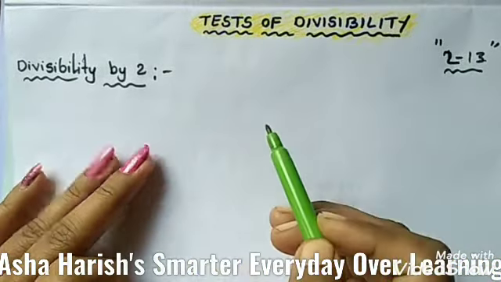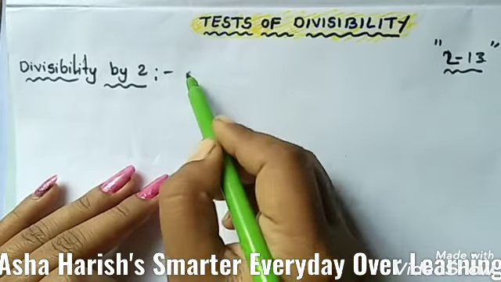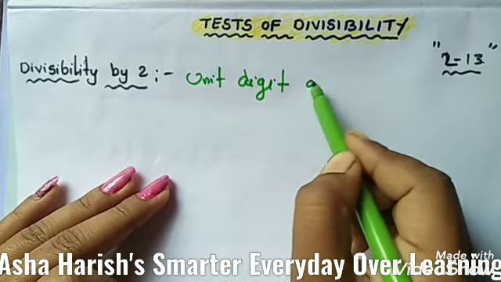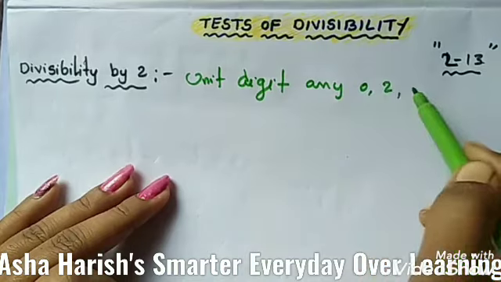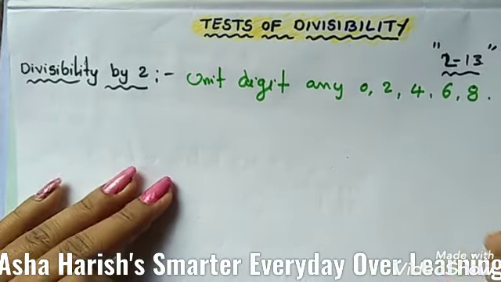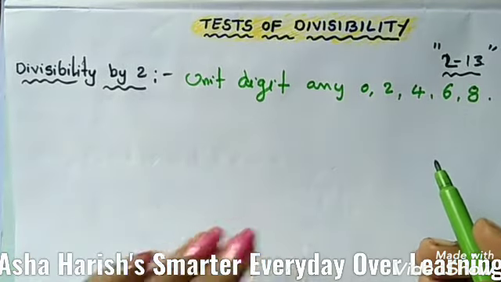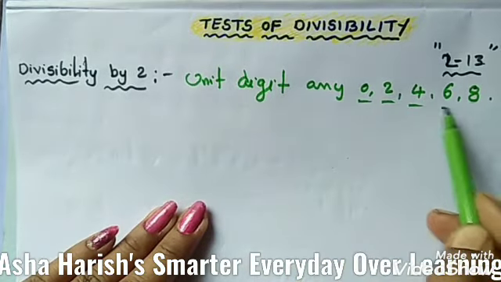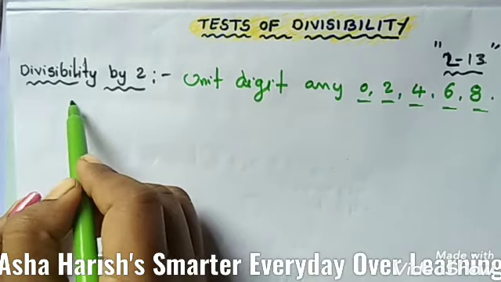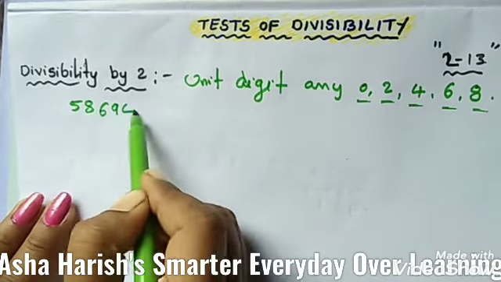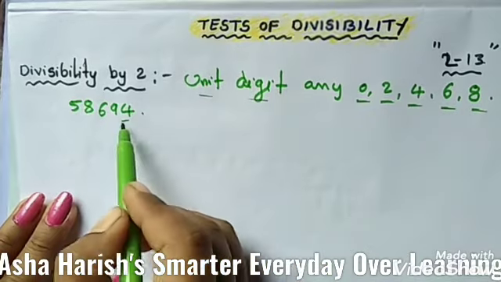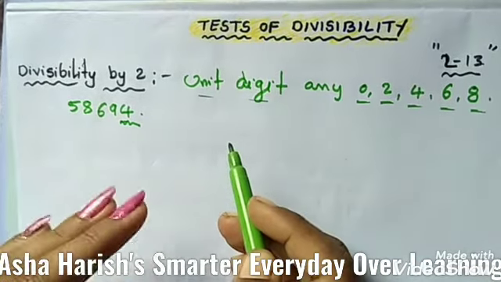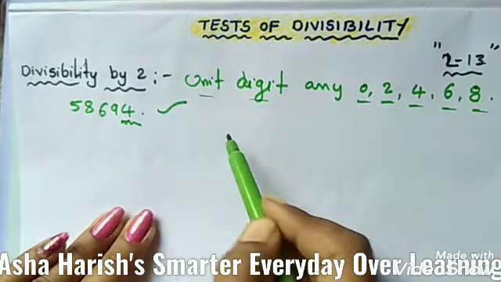Suppose a number is divisible by 2 if its unit digit is any of 0, 2, 4, 6 and 8. You should remember these numbers. A number is divisible by 2 if its unit digit is any of 0, 2, 4, 6, 8. For example, if you take the number 58694, the unit digit, the last digit, is 4. So 4 is easily divided by 2. So it is divisible by 2.